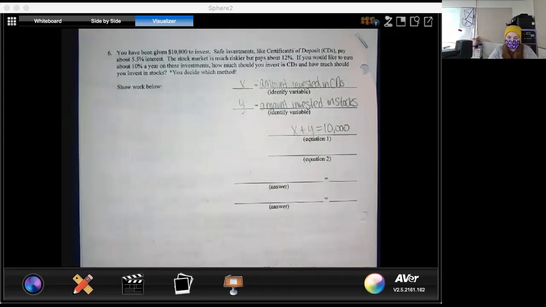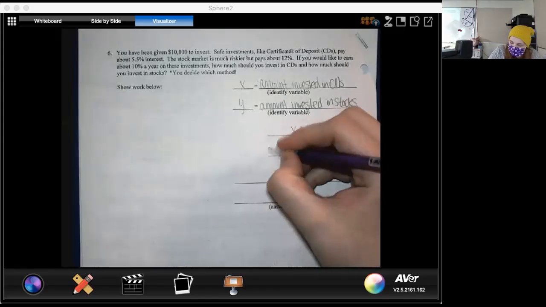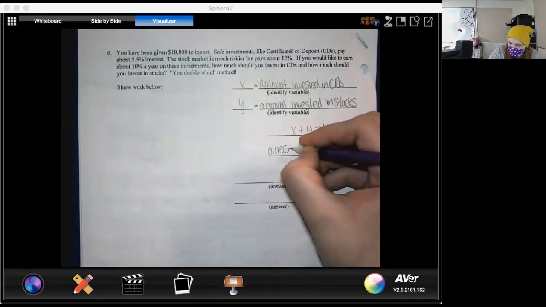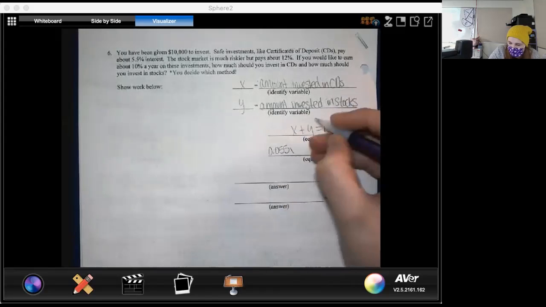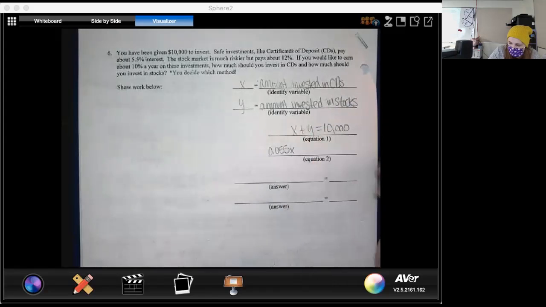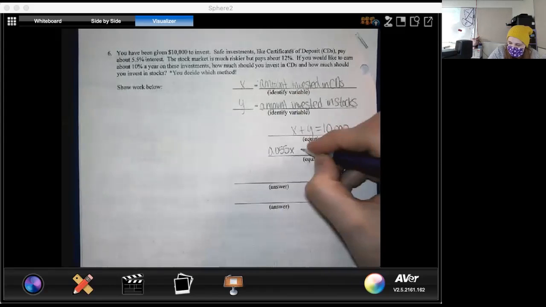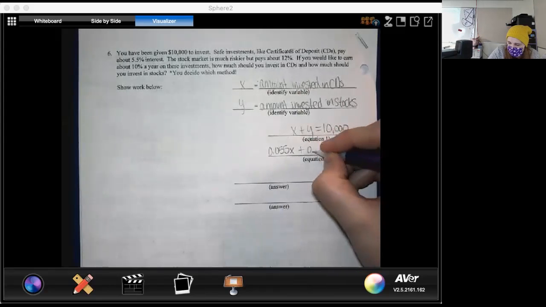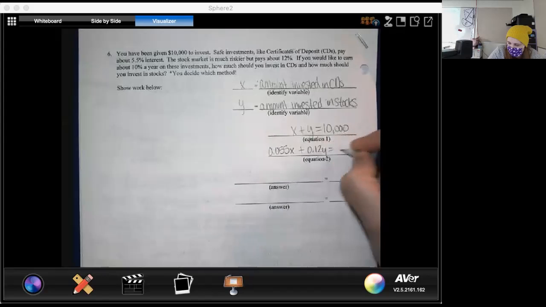Phoenix? 0.055 y. This one for us would be x. Right, the CDs is x. Plus 0.12 y equals 0.1.